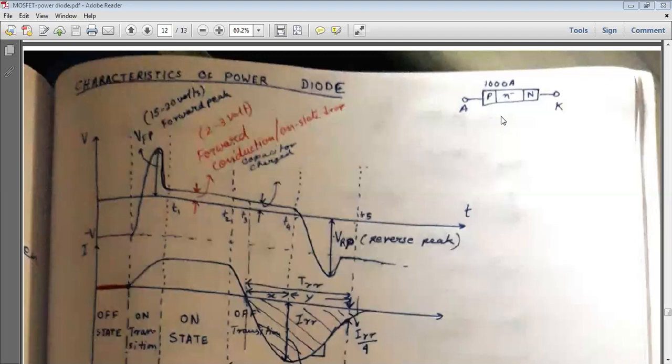Now when we apply forward bias, what will happen? Some of the holes from the p region will come in. Initially it was only n minus, so it was resisting the current, providing resistance, and this n minus region also acts as a capacitance. So it becomes a combination of capacitance and resistance.